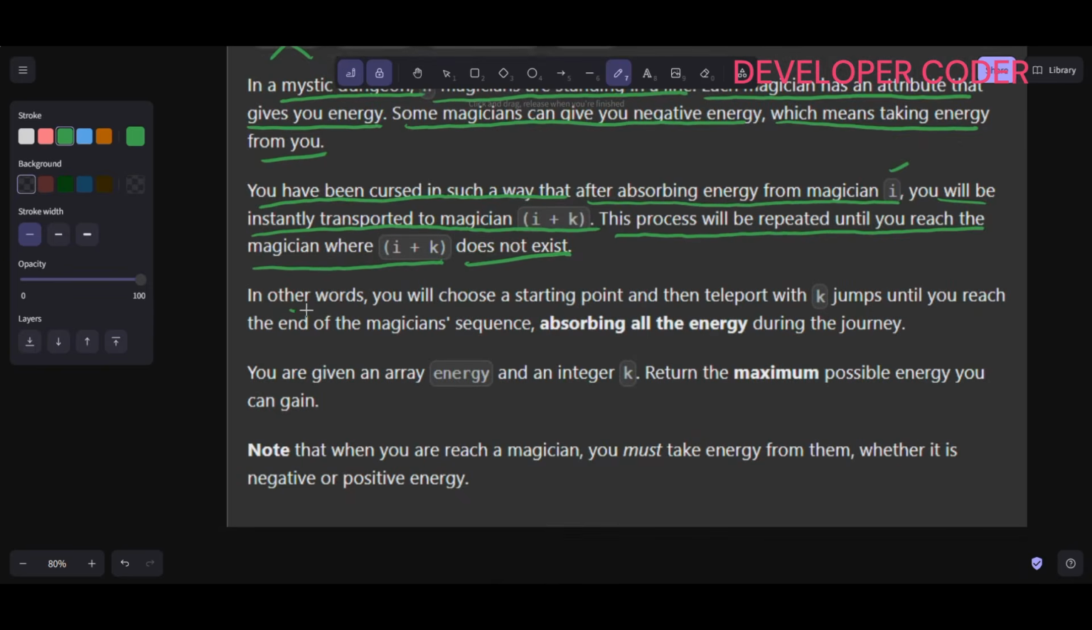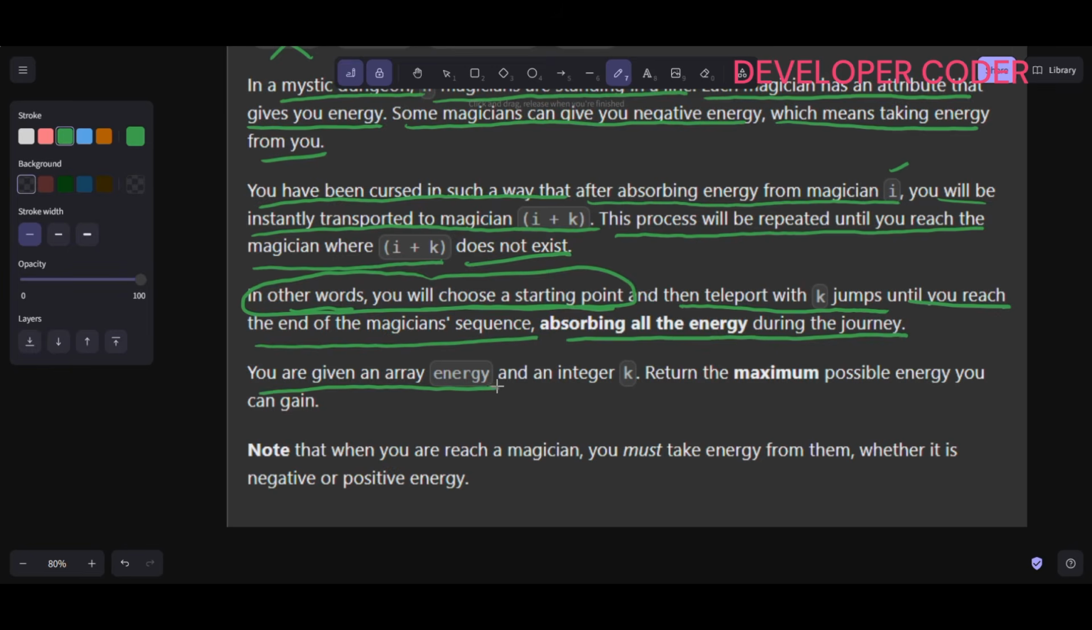Now, in other words, you will choose a starting point. So this is in our hands, the starting point. So you will choose a starting point and then we have to teleport with k jumps until you reach the end of the magician's sequence, absorbing all the energy during the journey, right? You are given an array energy and an integer k. We have to return the maximum possible energy you can gain. Note that when you reach a magician, you must take energy from them, whether it's positive or negative energy, right? So very easy problem statement.